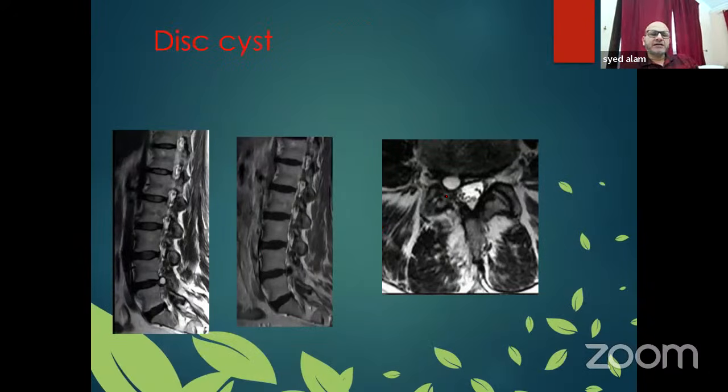Okay, so sometimes when you are doing MRI, you will find a cyst. This cyst is in the region of the disc. We call it a disc cyst. Sometimes you will find a cyst here, which is very common. That is a facet cyst. And sometimes this facet cyst can protrude within the thecal sac.